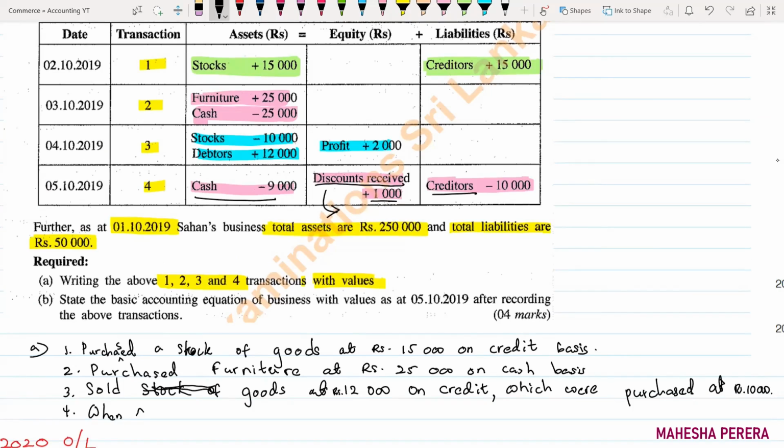When settling, now you tell me, how much is the due amount to the creditors? It is 10,000.